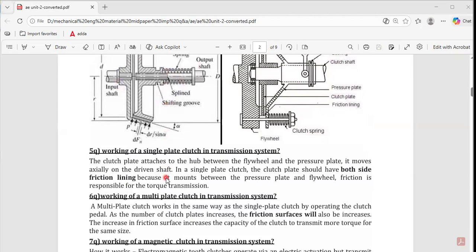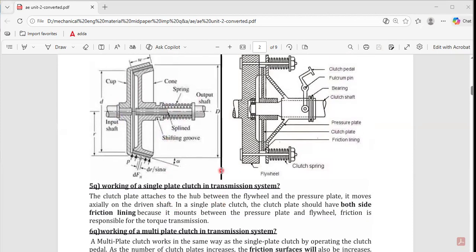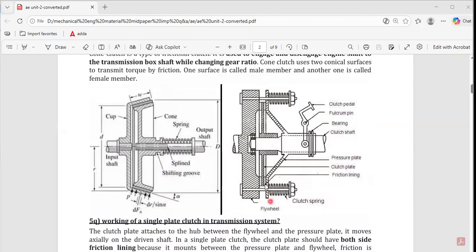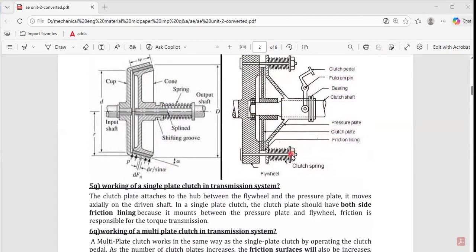Now, the working of a single plate clutch system in the transmission system. This is a single plate system. You can see here it is straight. This one is not straight, but cone shaped. This is the engine part, the driving shaft. This is the driven shaft. If you press this clutch, it will engage and this will disengage, meaning it will come in contact. It will come out of contact as per our requirement to get the power inside this one.